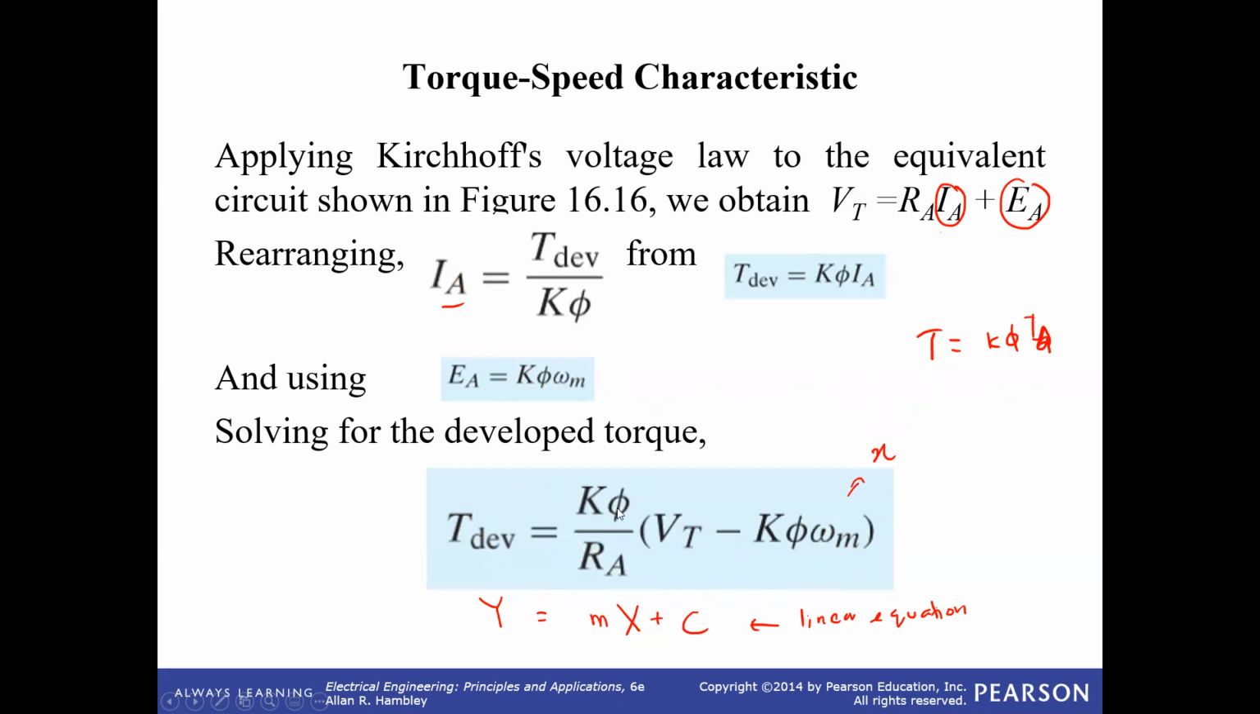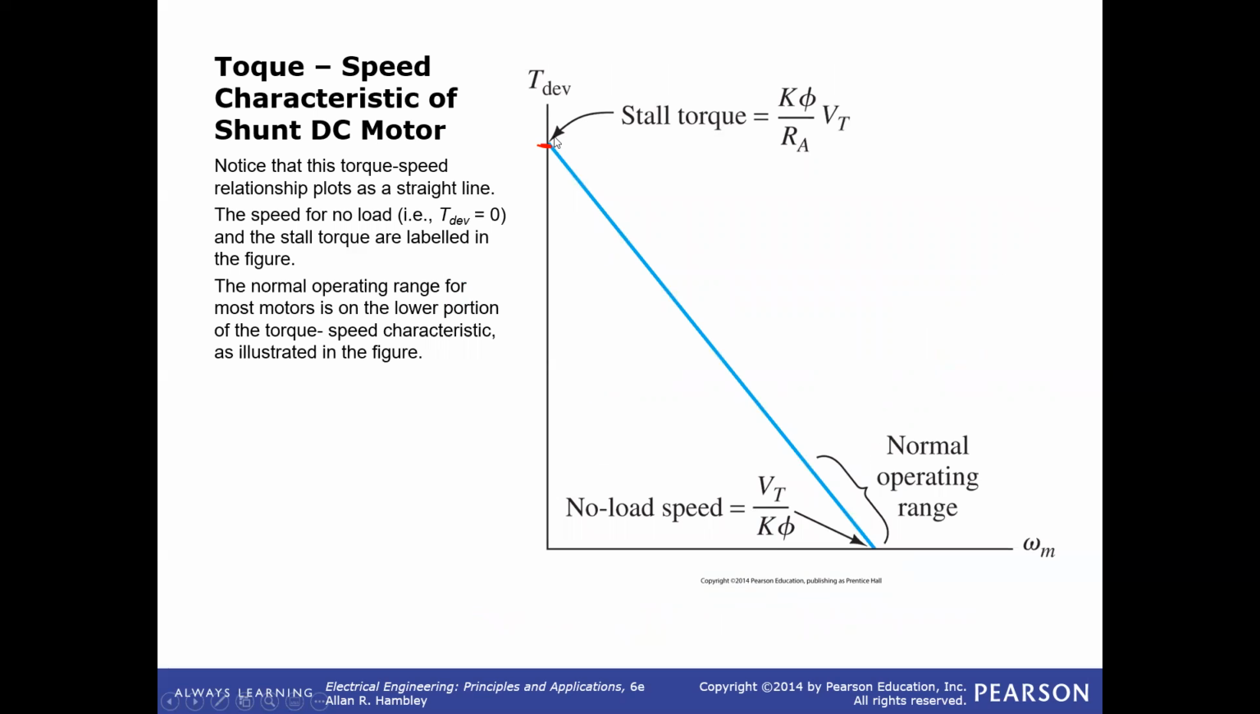If you plot this, you will have a negative slope, with a cross at this position and a cross at this position. This cross at the speed axis is what we call the no load speed, where the torque is 0. This is the rotation of the motor while there is no load connected to the motor.